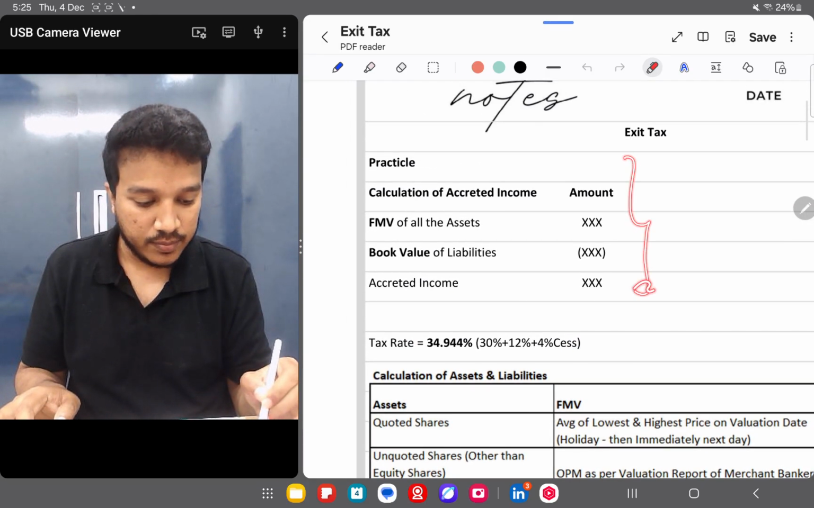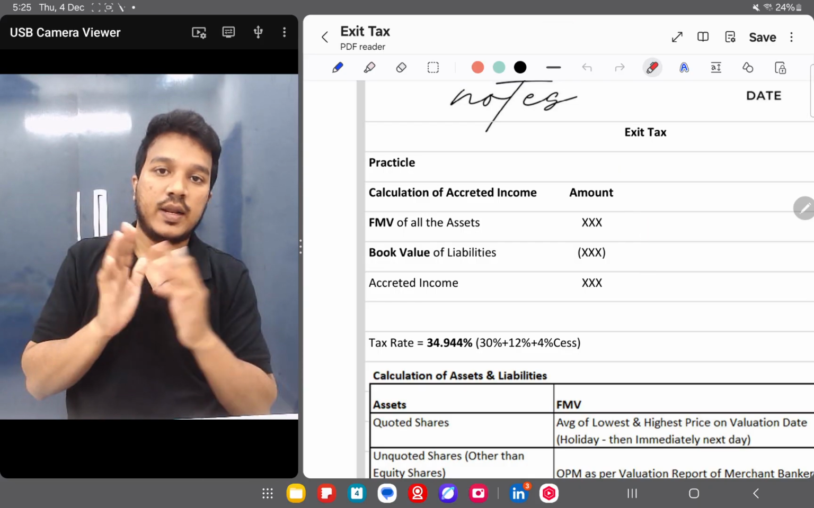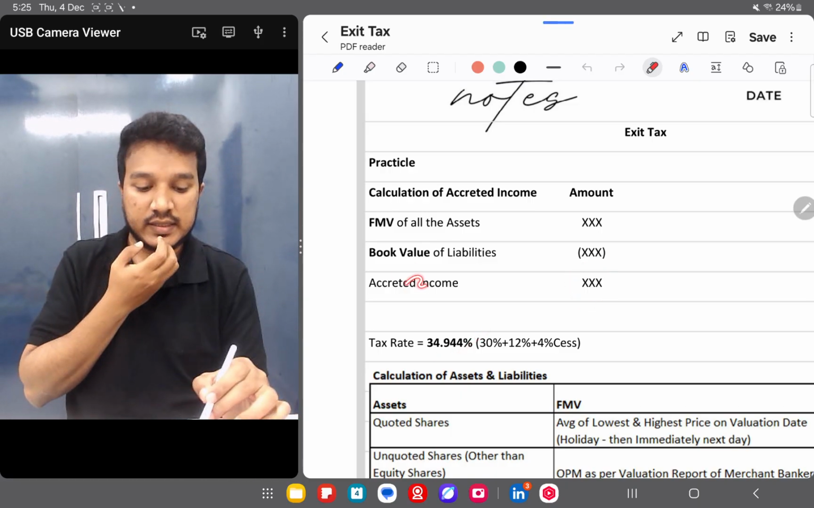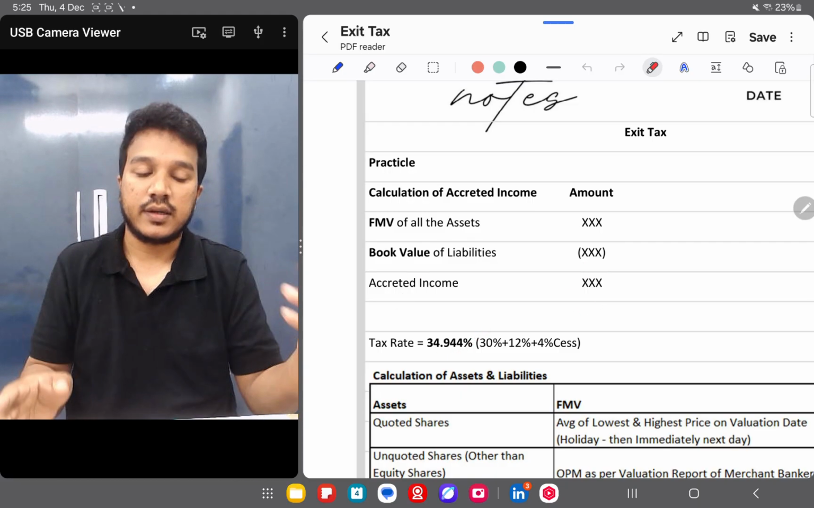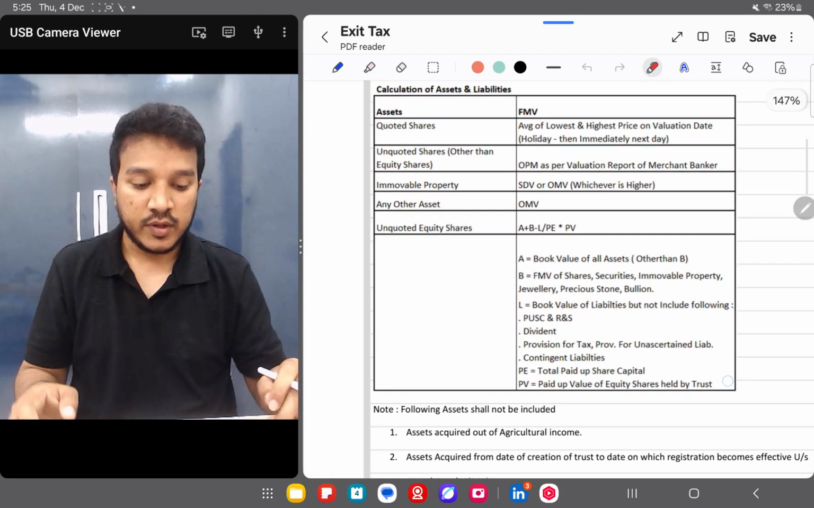So this is your practical part, and this is the ultimate format. First take fair market value of assets, minus book value of liabilities, and whatever gain you are getting, on that put tax. Okay, that is accreted income. Okay, it's not gain, it's called accreted income. Okay, and you will put the tax. Done. Now we will go to the theory part.